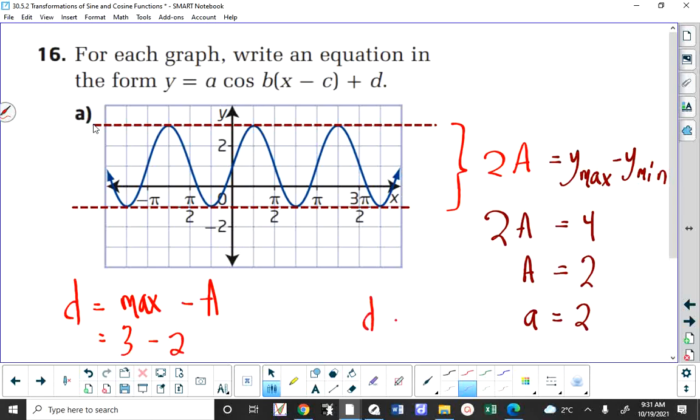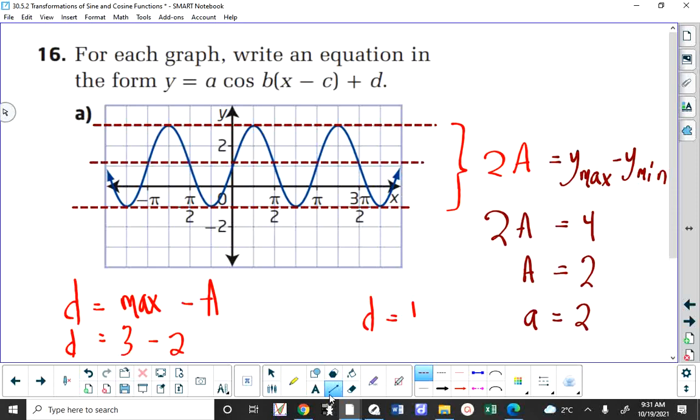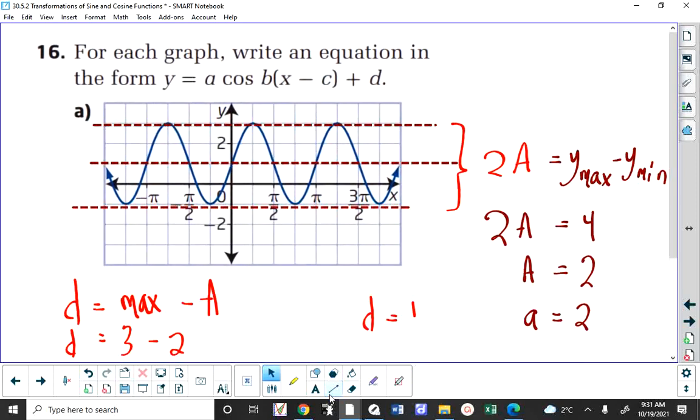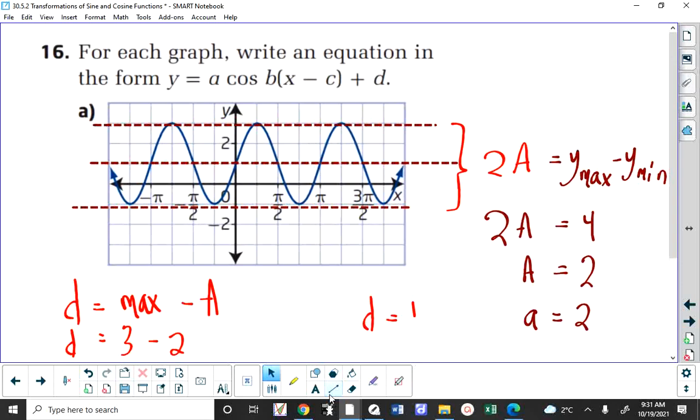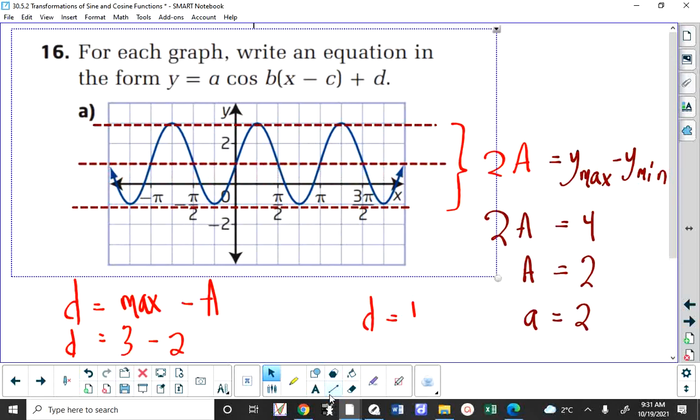But again, I don't really know with this example that we needed to do that, because hopefully you can see that the middle of the graph is at 1. Yes? Okay. So now we can work on finding b. Now b is a little more work, but it's pretty straightforward how you find b. b is related to the period.